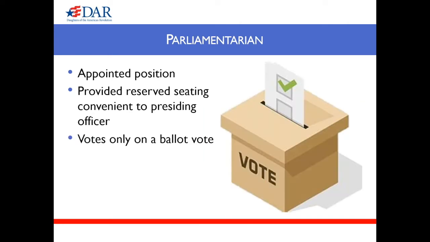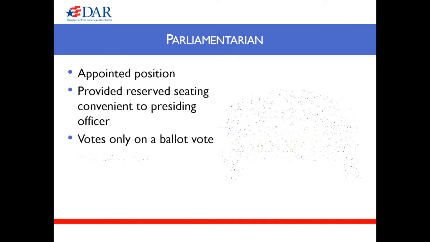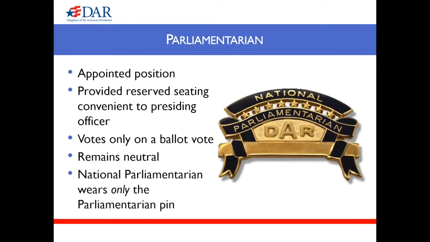If the parliamentarian has a vote, she cannot use it for verbal or standing votes, but she may participate on a ballot vote. The parliamentarian remains neutral and does not participate in discussion. The parliamentarian advises, but only the presiding officer rules.